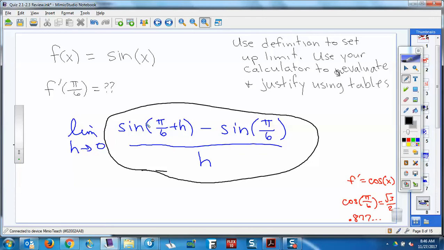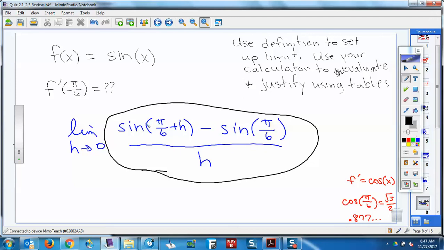Okay, so here's what mine looked like. So f of a plus h, f of pi 6 plus h, it means take pi 6 plus h and plug it into the function for x. So you'd have sine of pi 6 plus h minus sine of pi 6 all over h, right? Limit as h approaches 0. Now we take that black thing and we do what? Plug it into our calculator. Use your calculator to evaluate.